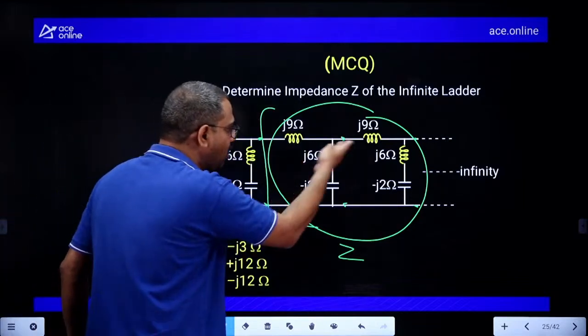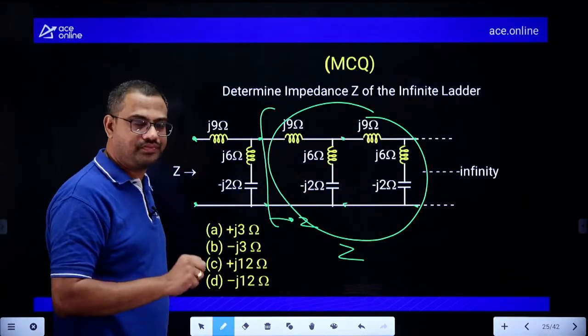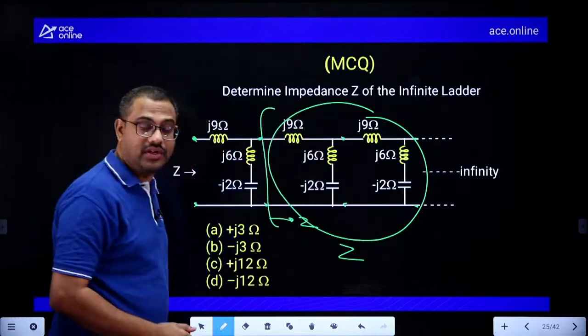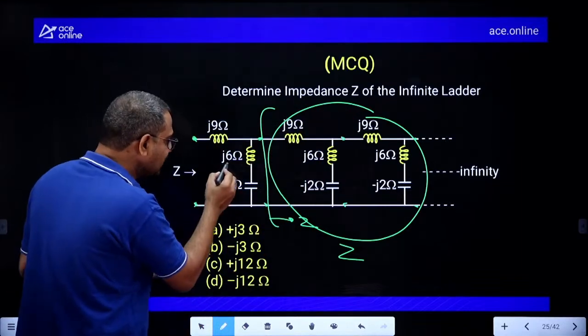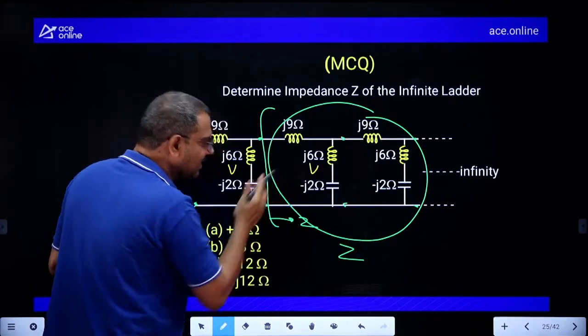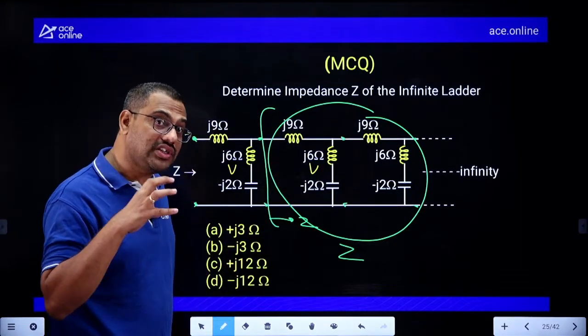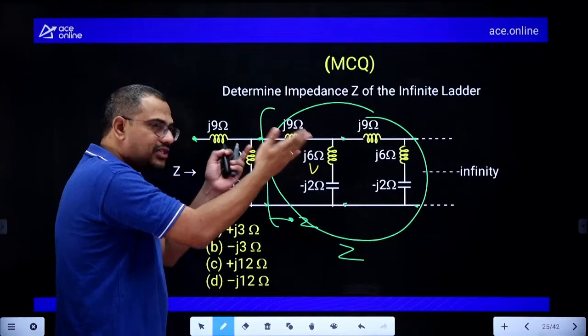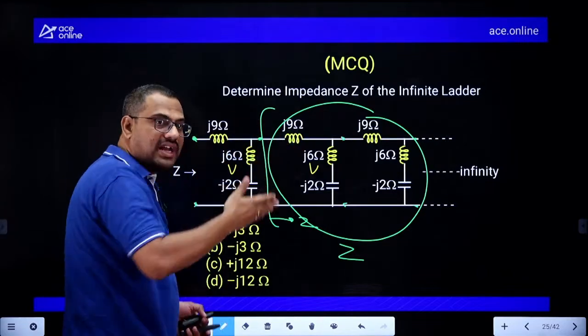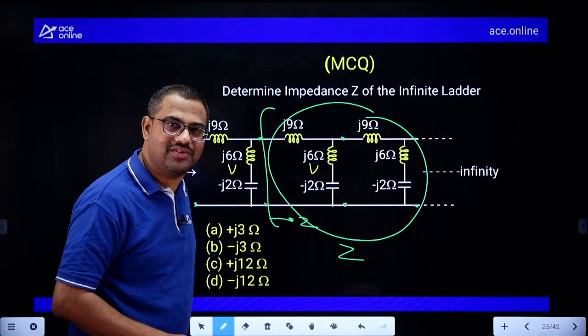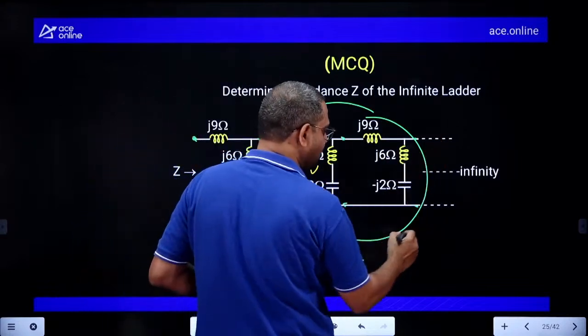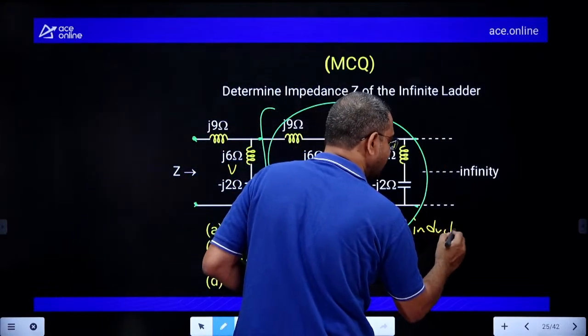Sir, here all series branches are inductive. All series branches are inductive. And in the shunt branch also, XL is greater than XC. XL is greater than XC. So the shunt branch also, which is dominating, is inductive. So when series branches are inductive and the shunt branch also is inductive, the overall nature is inductive. The overall nature of the network is inductive. It cannot be capacitive, sir.